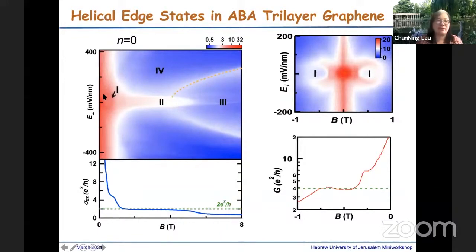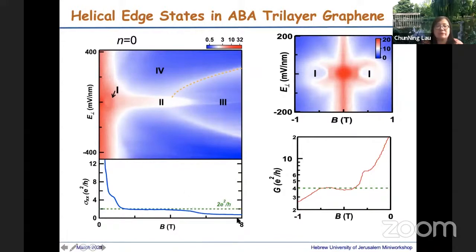So we have region 1 here, which is not very obvious on this plot, but we can zoom in. We can see region 1 here. This is at -1 to 1 Tesla. And in region 1, we just take a line cut at 0 electric field. Now we see that you actually have quantized conductance at 4 e²/h. And in region 2, again close to 0 electric field, we have 2 e²/h, two times the conductance quantum.